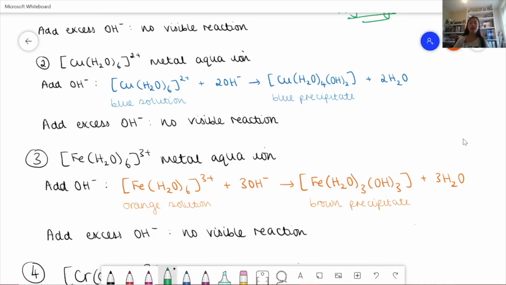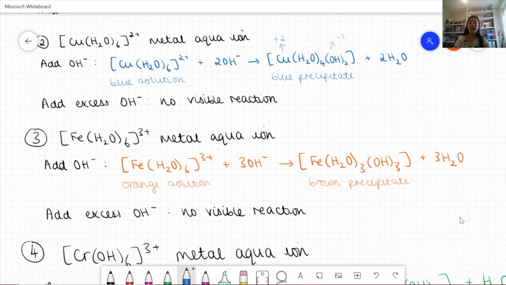One thing to note is that precipitates are formed because the complexes which are formed are neutral. So we have copper here with a charge of +2, and these OH- are -1 each, and so they balance out. If you ever forget how many hydroxides it's reacting with, just remember that the precipitate which is formed has to be neutral, and so the number of hydroxides needed has to balance out the charge of the metal. And again, when we add excess sodium hydroxide, there is no visible reaction.